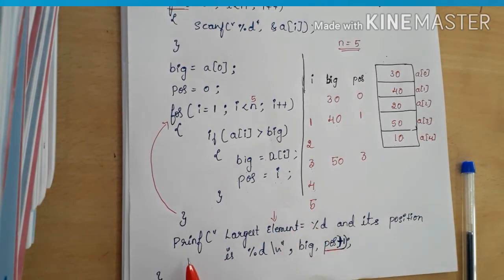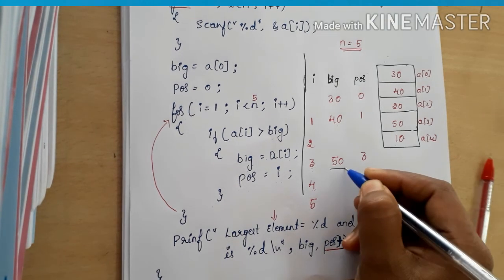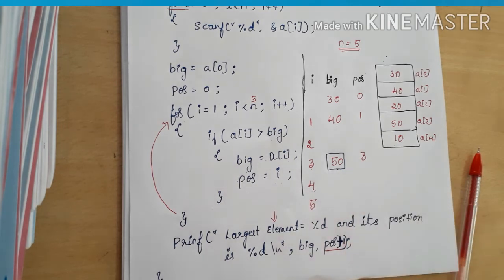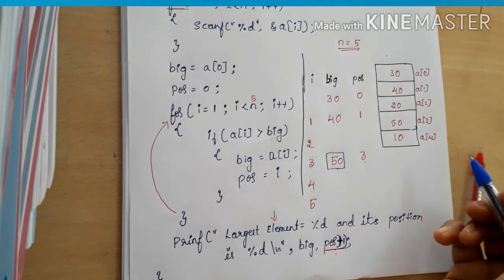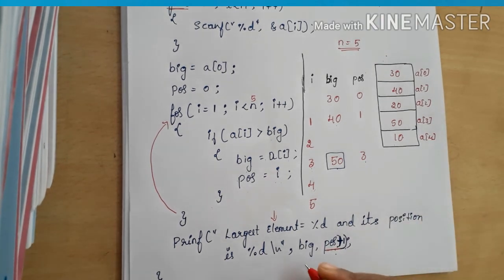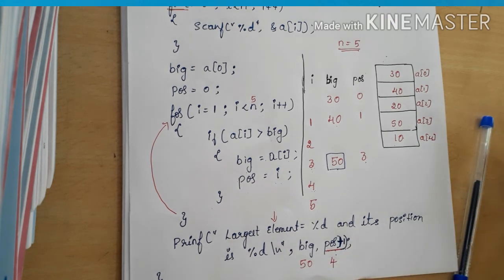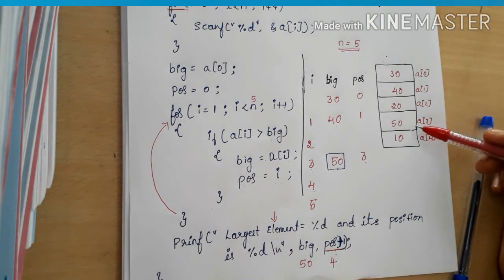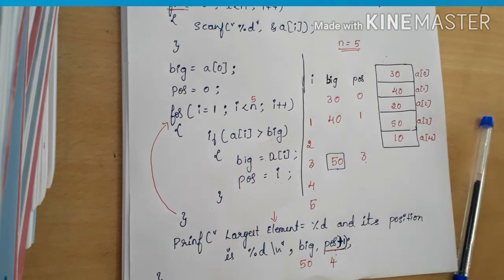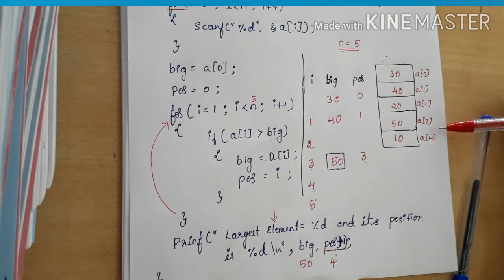The statement after the for loop is a print instruction which prints the value of the variable big as 50, that is the largest element of the array. Then it prints the value of the variable position plus 1. Position is 3, 3 plus 1 is 4. So big value is 50 and its position is printed as 4 because this element 50 is present at the 4th position for the users. But for us it is at the 3rd position.